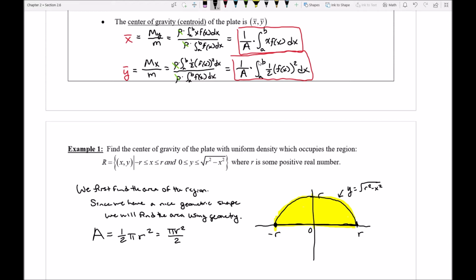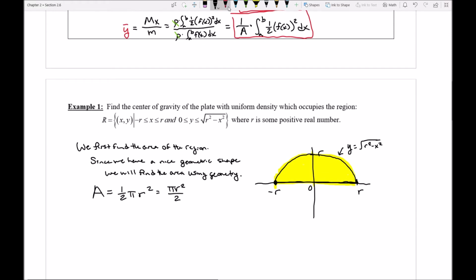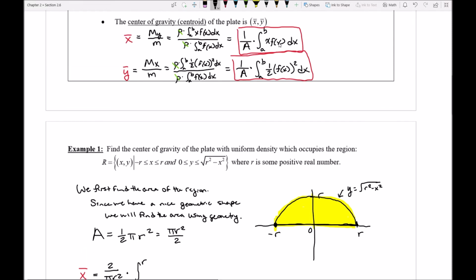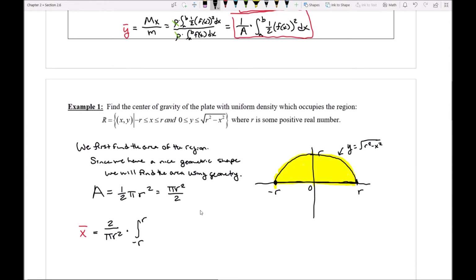We'll just note that at the front of each of these integrals, I have to have 1 over the area, which would just be represented by the reciprocal of this fraction that we generated here. So let's go ahead and try to calculate this. To find our x bar, we would compute, again, 1 over the area, which would be 2 over pi r squared, the reciprocal of this, times an integral from negative r to r. And then notice up here that I should have x times the function that I'm working with. So this would be x times the square root of r squared minus x squared dx. This is what I have to integrate.